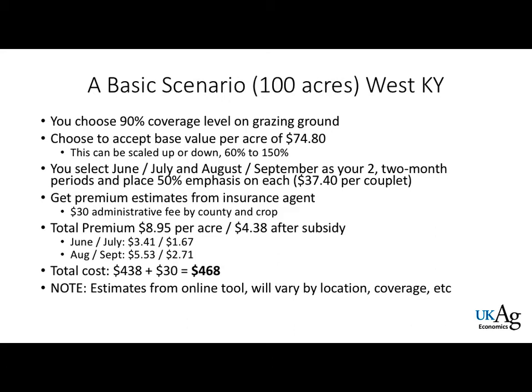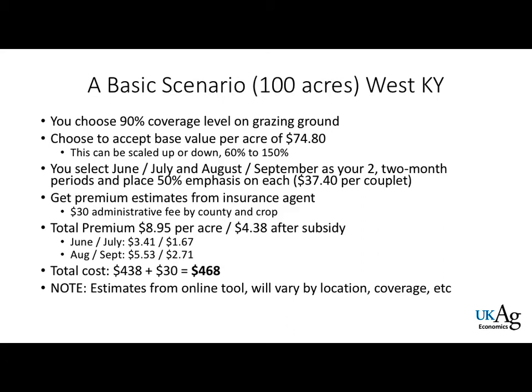Now, I wanted to keep this as simple as I could, but this is the one case I'm going to have to throw a little bit of numbers at you to make this make some sense. So I went back to last year. I went to RMA's website, looked at their tool, and I looked at what would it actually have cost me to cover 100 acres of ground, and I chose that county in West Kentucky, Muhlenberg County. So this will be very close to what you would see in this area.